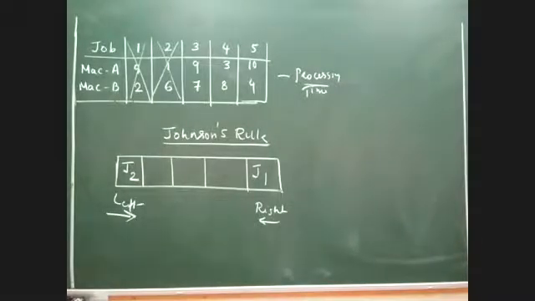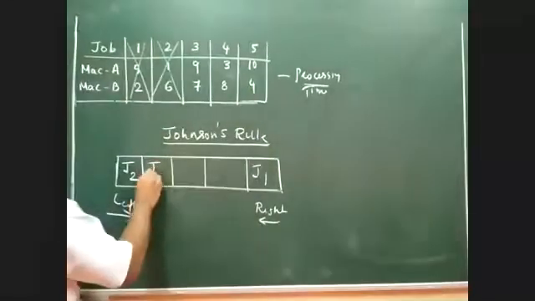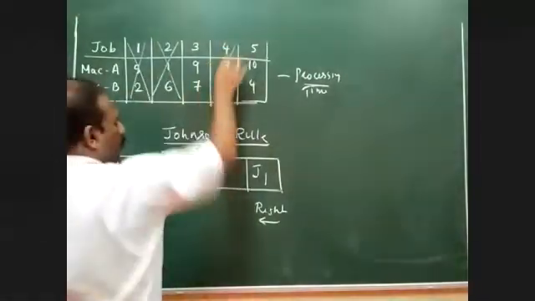Now in the remaining values, can you please tell me which is the lowest time? 3. Is 3 on machine A or machine B? Machine A. So where should it go, right or left? Left, sir. Left side, because whenever it is on machine A, left side. If it is on machine B, right side. So 3 is the next lowest value. It is on machine A. Therefore, job number 4, and it is blocked.